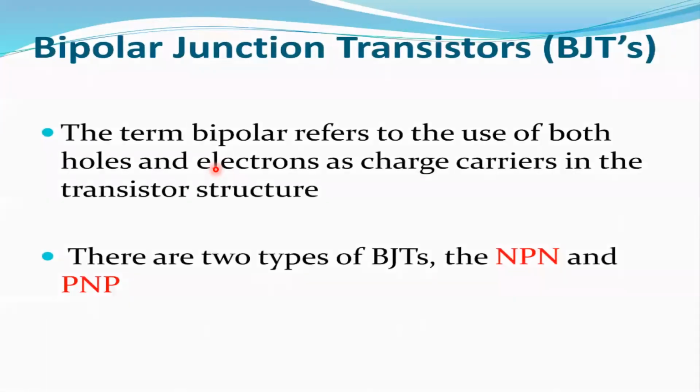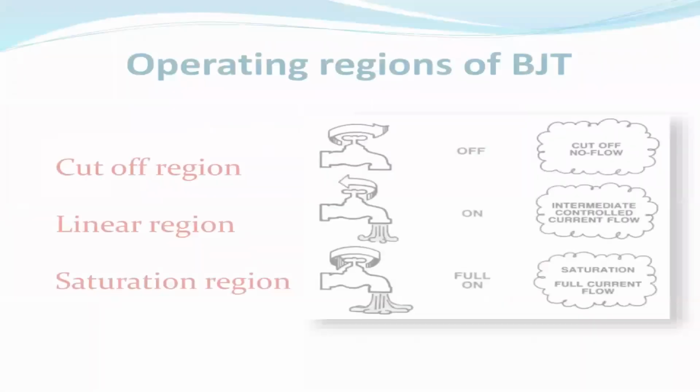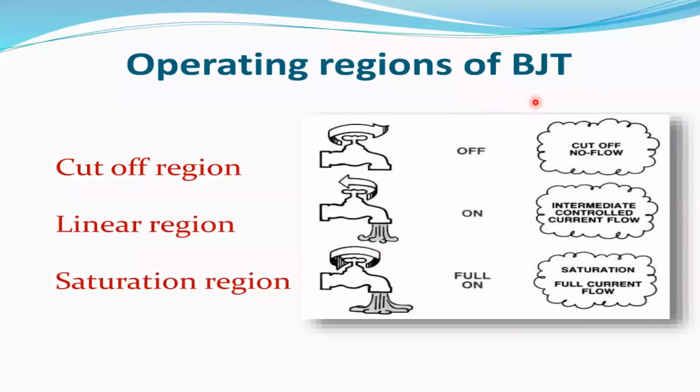So what are BJTs? The term bipolar refers to the use of both holes and electrons as charge carriers in the transistor structure. There are two types of BJTs, as we already know, the NPN and PNP types.